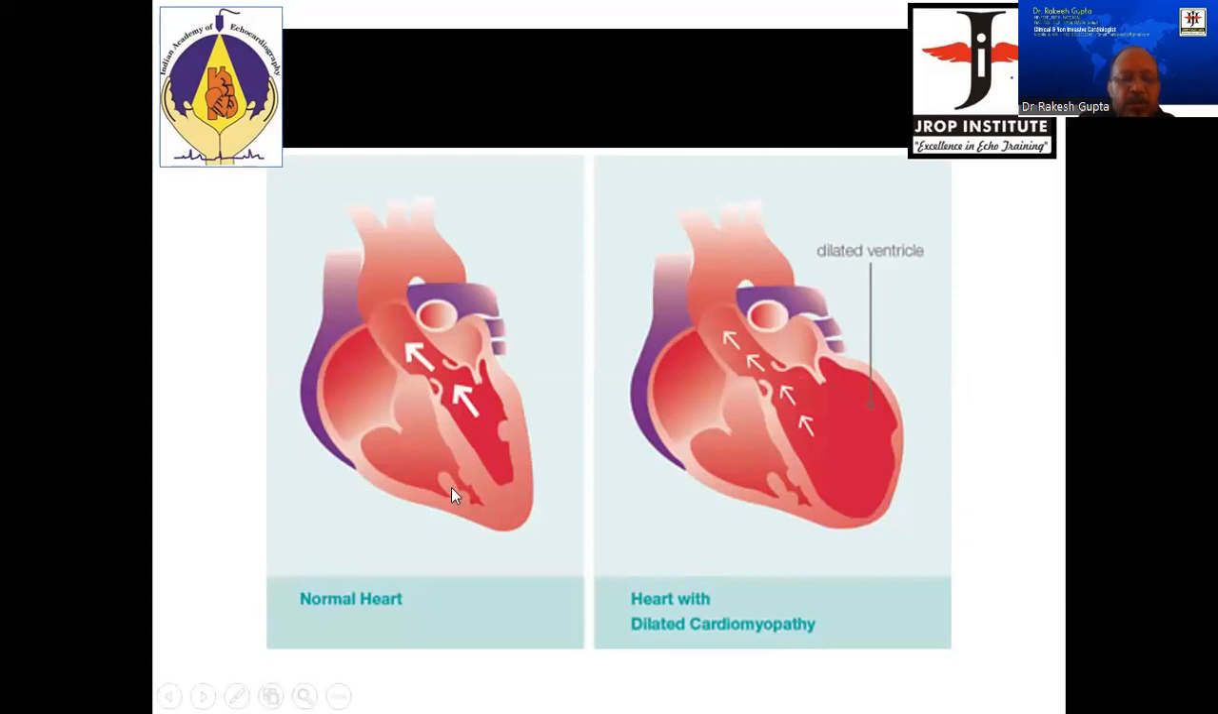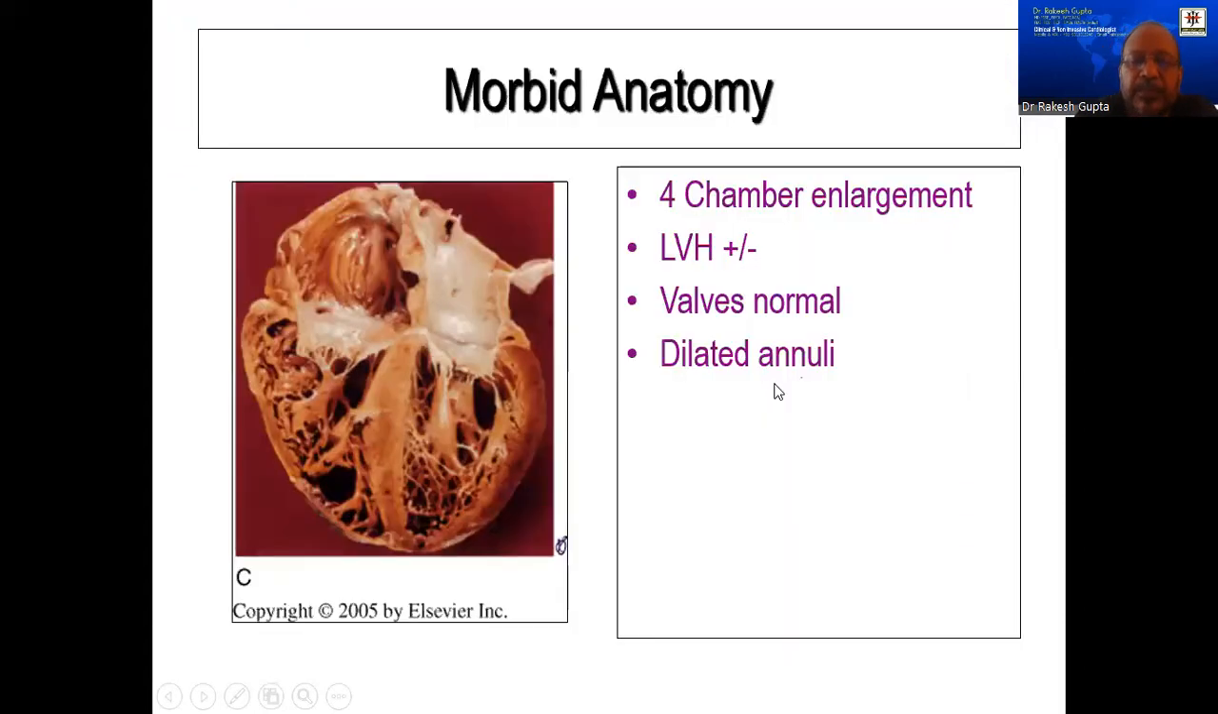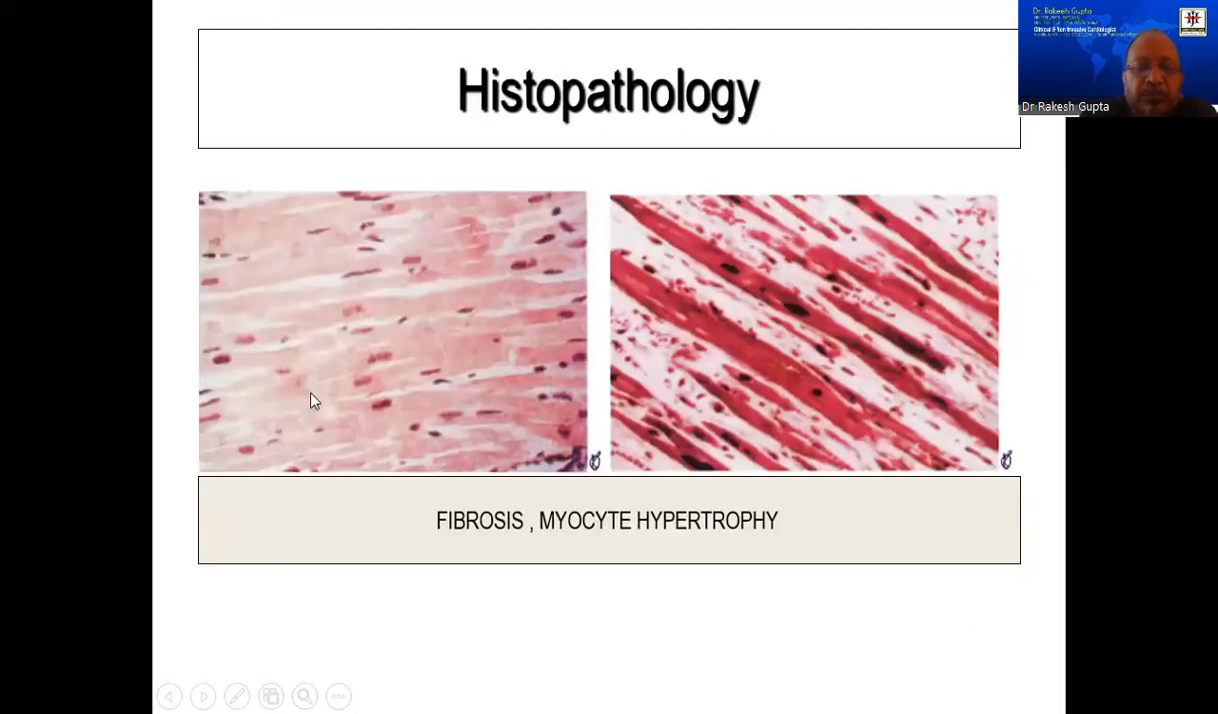Here is a cartoon showing a normal heart versus a dilated heart. As we can see, the other chambers could be normal as shown in this particular picture, but as the dilated cardiomyopathy progresses over a period of time, even right ventricular dilatation starts happening. So we can have two-chamber dilatation or we can have four-chamber dilatation. Hypertrophy may or may not be there. I'll come to that over a period of time. Valves are normal. And whatever regurgitation happens, it happens because of annular dilatation, whether the annular dilatation happens because of the left ventricle or right ventricle in four-chamber dilatation.